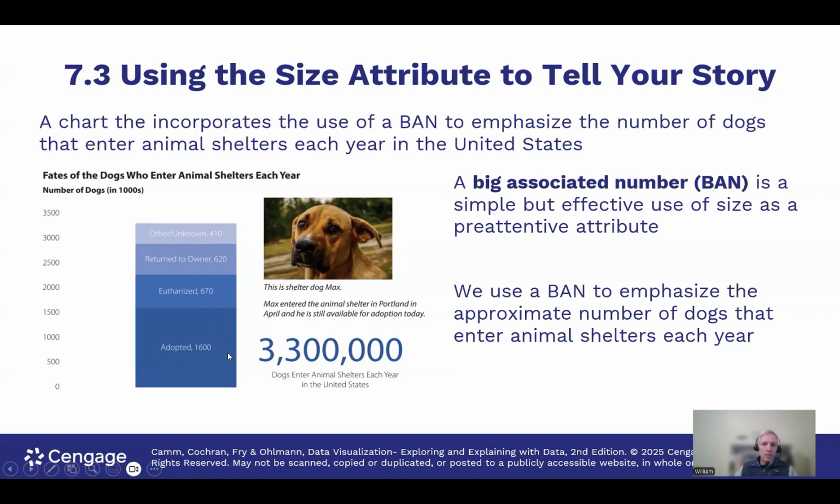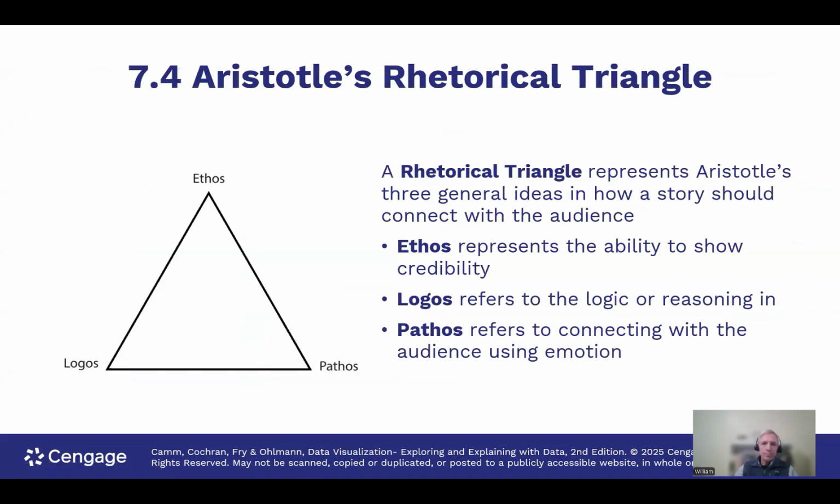3,300,000. They didn't say 3 million, they said 3 comma 300 comma 000. And that's the dogs entering animal shelters each year. It's bigger than any other text on the screen because that one grabs you. So we use a BAN to emphasize the approximate number of dogs entering shelters.